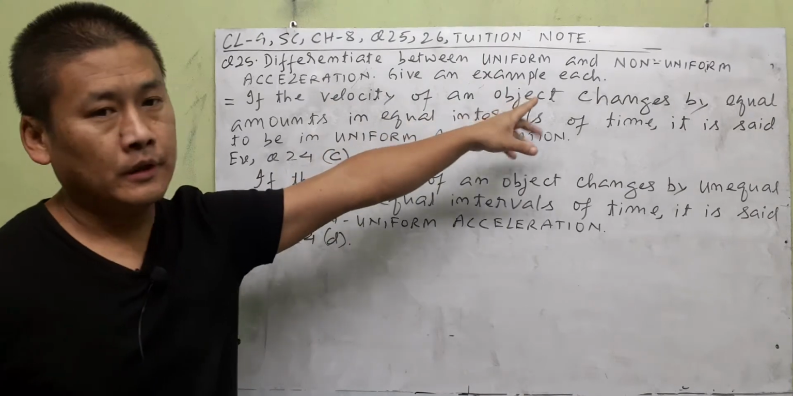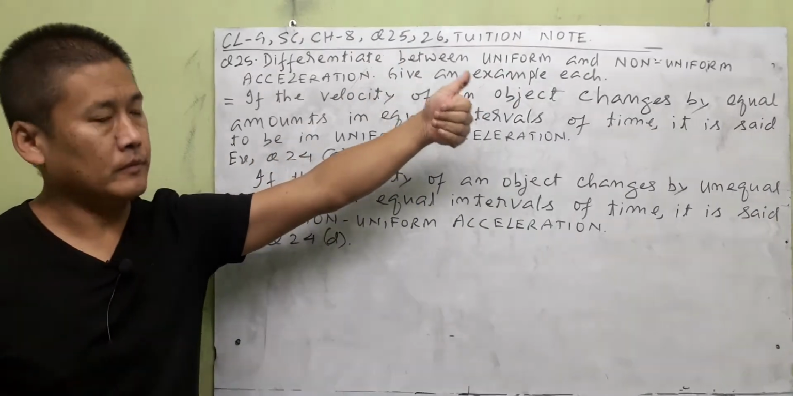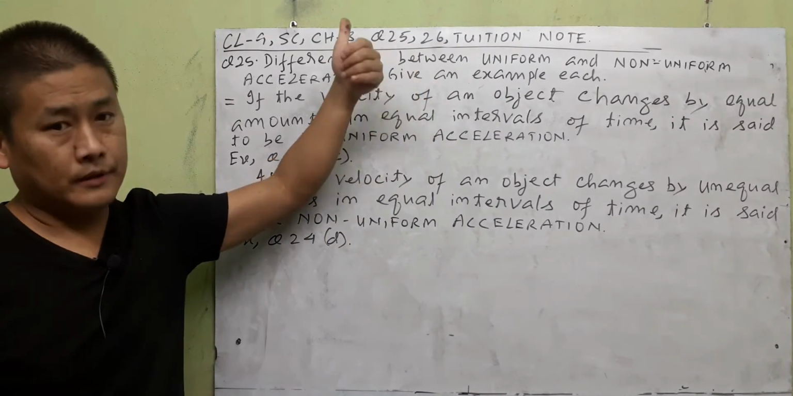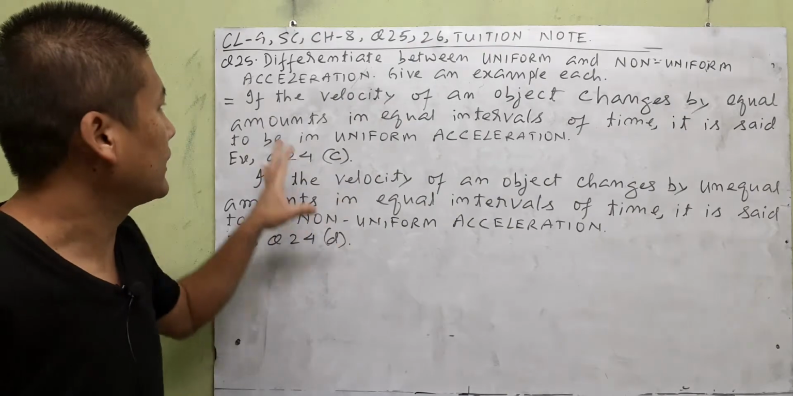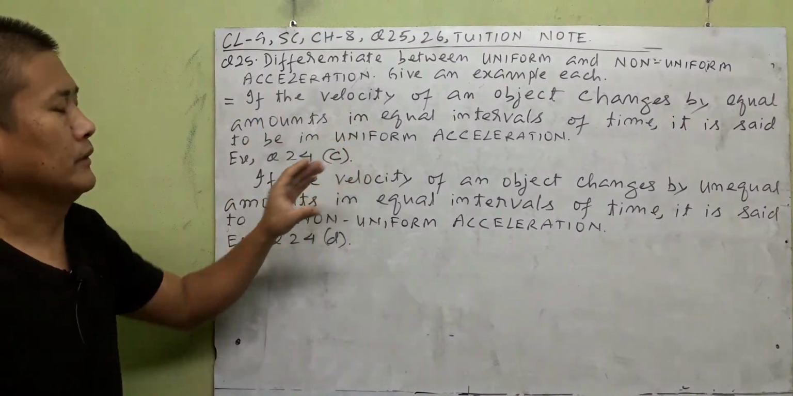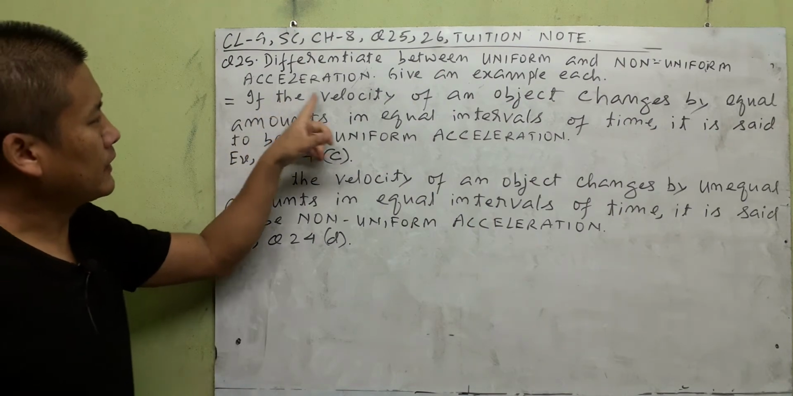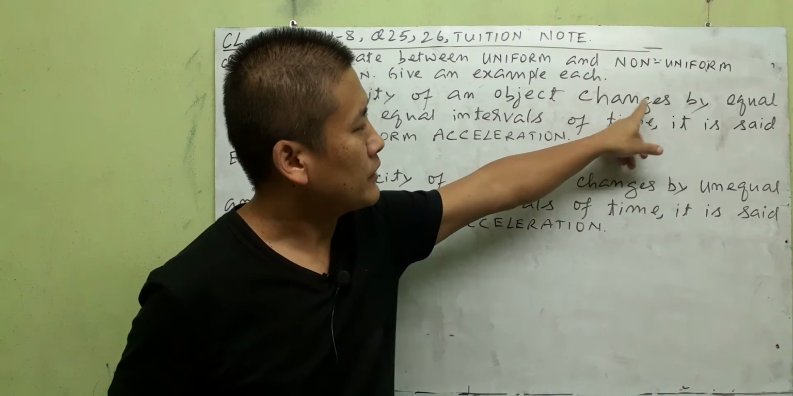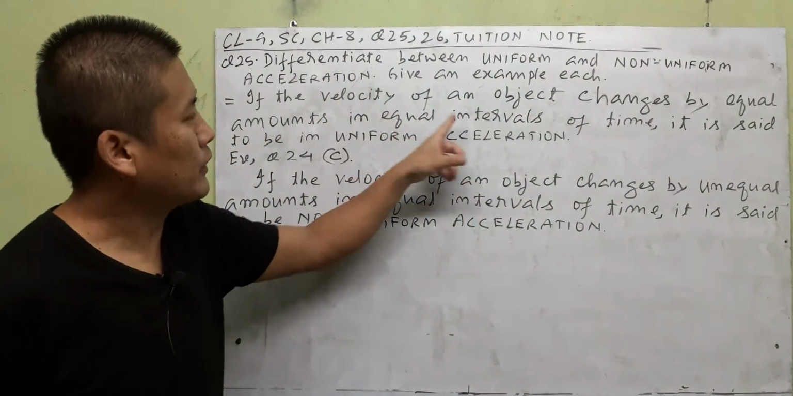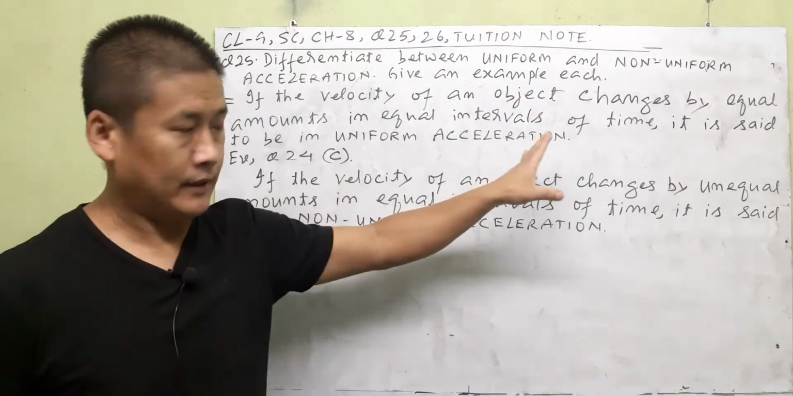Give an example. Now we have seen the example for uniform as well as non-uniform motion in the previous class, and we understood it clearly. So let us today give the definition for this. Here the first one: if the velocity of a moving object changes by equal amounts in equal intervals of time, it is said to be uniform acceleration.